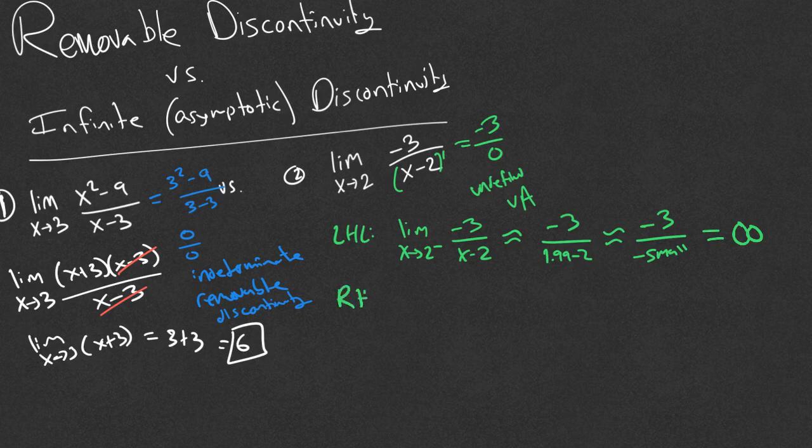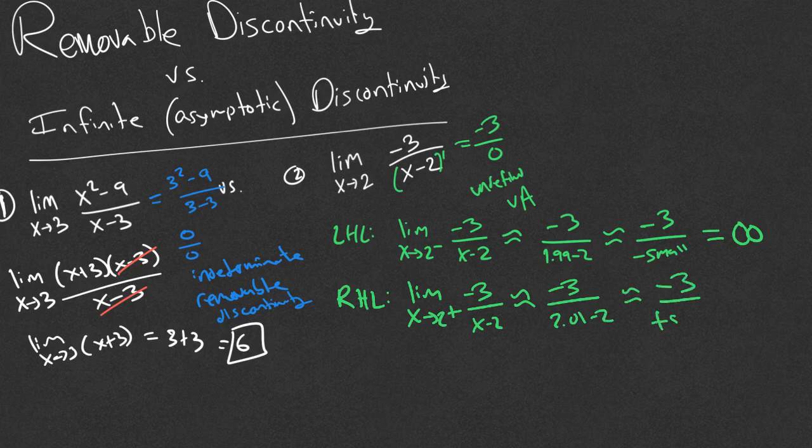Now what about the right-hand limit? We would go limit as x approaches 2 from the right, and this time we plug in something like 2.01. We still have negative on the top, but now we have a positive small. When we do a negative divided by a positive small, we get approximately negative infinity. Since the left-hand limit doesn't equal the right-hand limit, we would say this limit does not exist. The limit as x approaches 2 of negative 3 over x minus 2 does not exist.